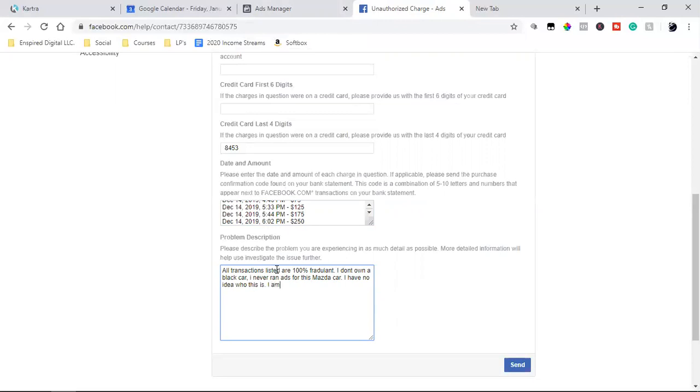I am a realtor. Where are you at? In Florida? In Miami. South Florida. And these ads in question have nothing to do with my business. I have canceled the credit card, ending in 8453. Please refund ASAP all transactions.